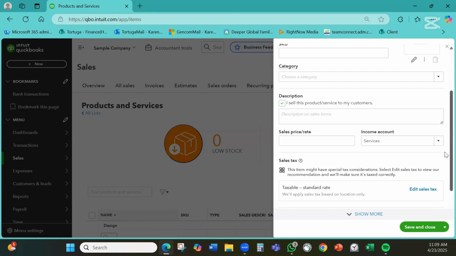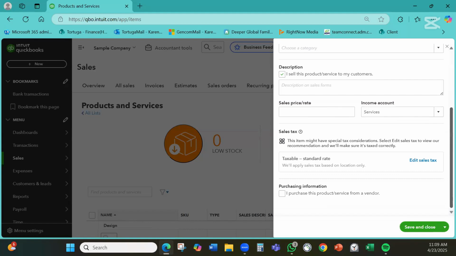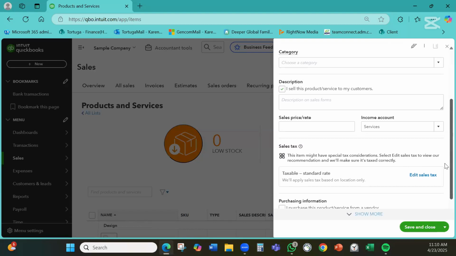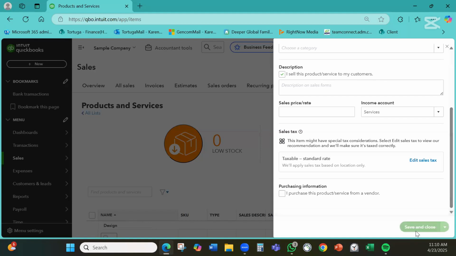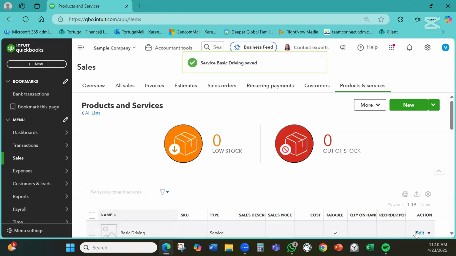All right. So I was just setting up this thing for Nicholas's service of driving. He's going to put it under driving, and it's a service to him, and we just save and close, and we come out of it, and we have it in the chart of accounts.